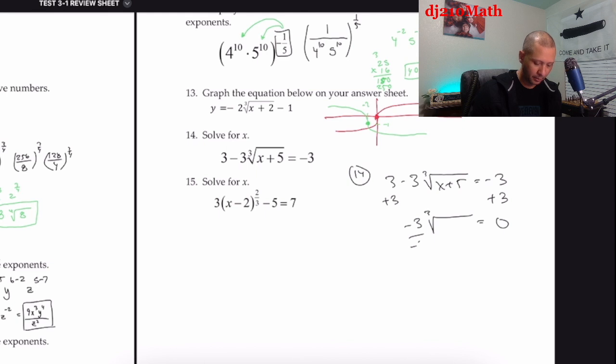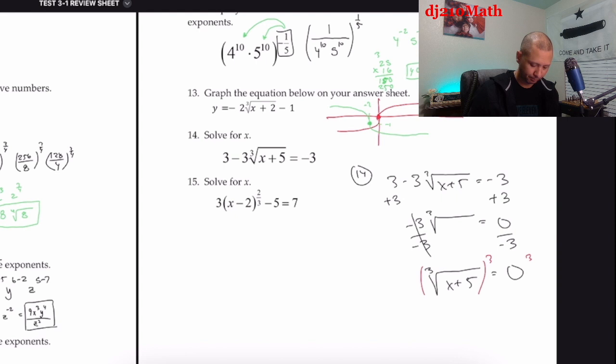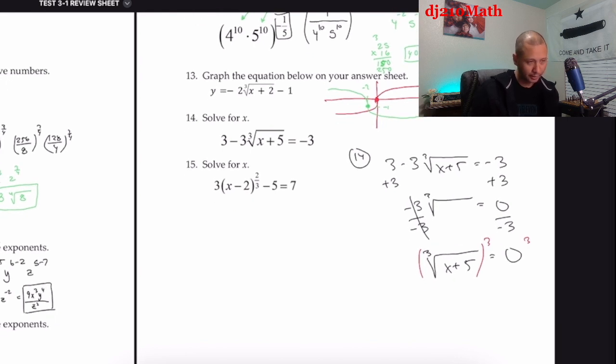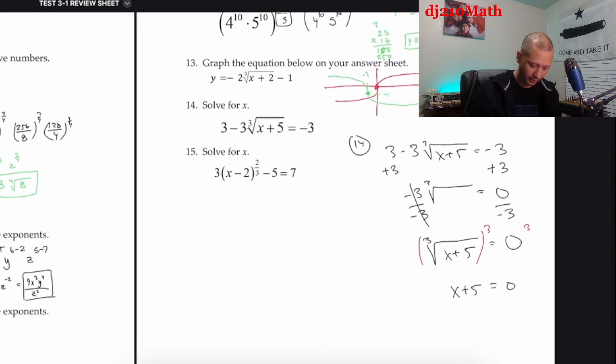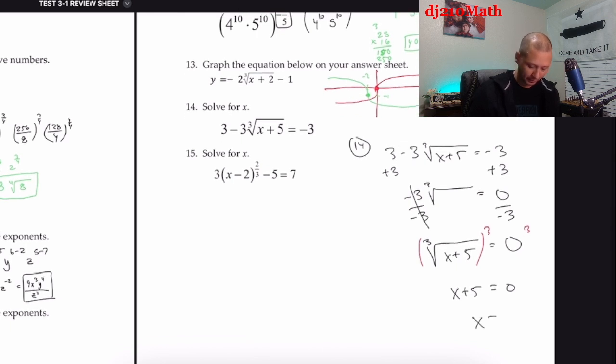I'm going to divide both sides by negative 3. Left side cancels, leaving the cubed root of x plus 5. And 0 divided by anything is 0. Okay, I need to cube both sides. I'm cubing both sides because this is technically a 1/3 power, and 1/3 raised to the cubed power would just be 1, so it cancels. So x plus 5 is equal to 0. Then we subtract 5 from both sides. x is equal to negative 5.